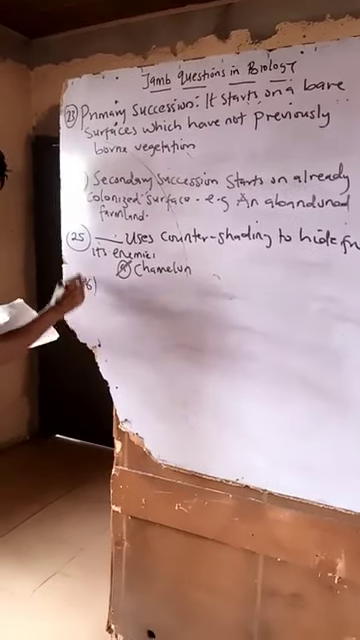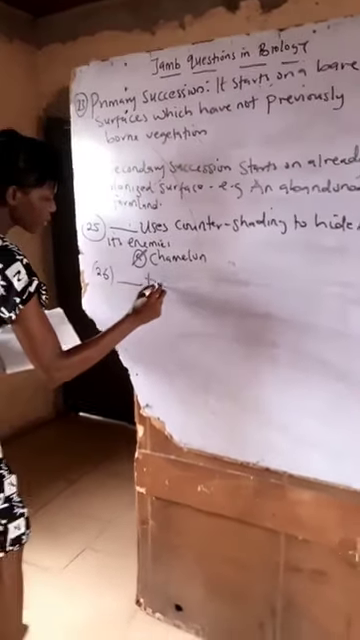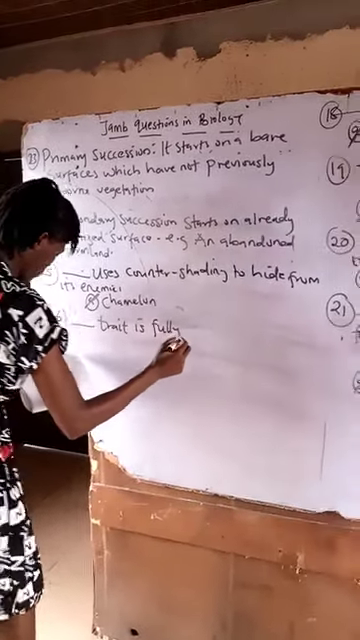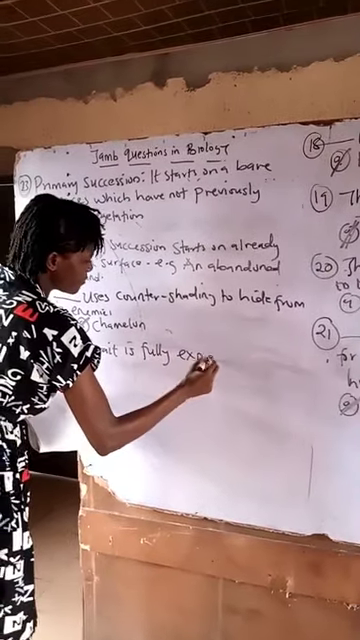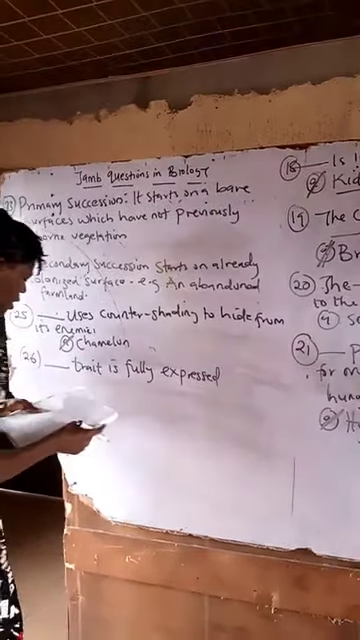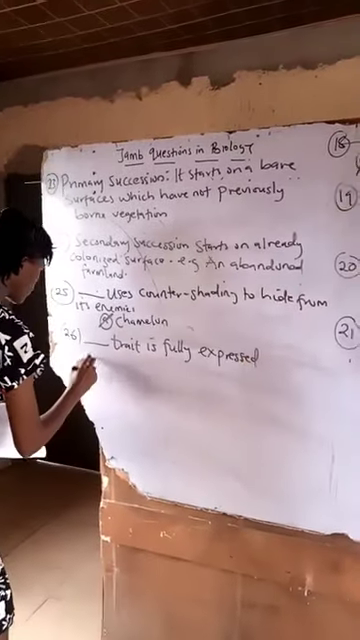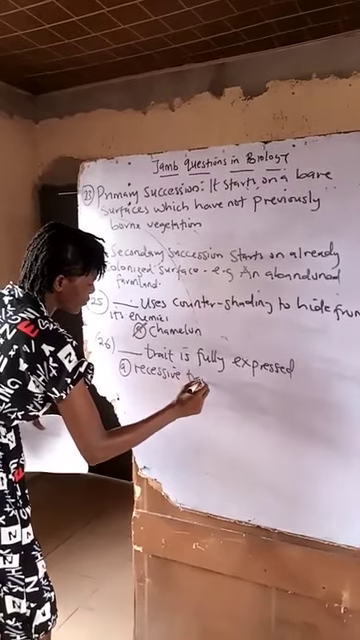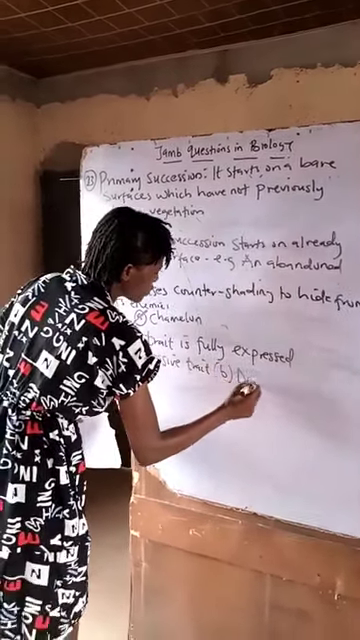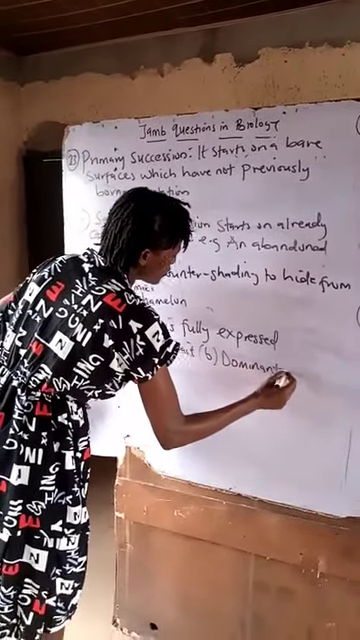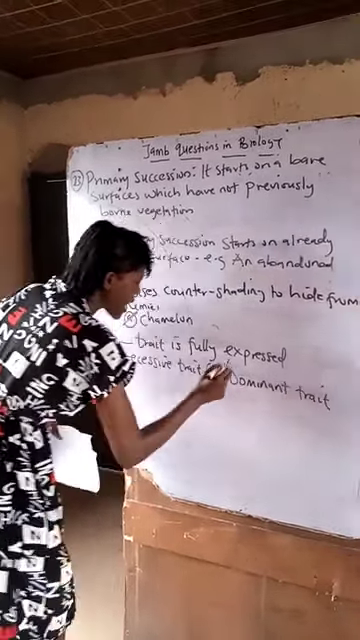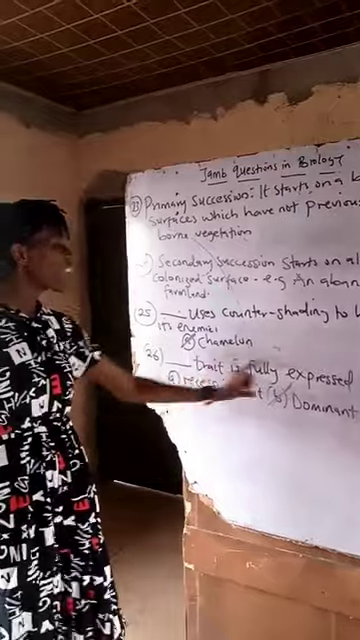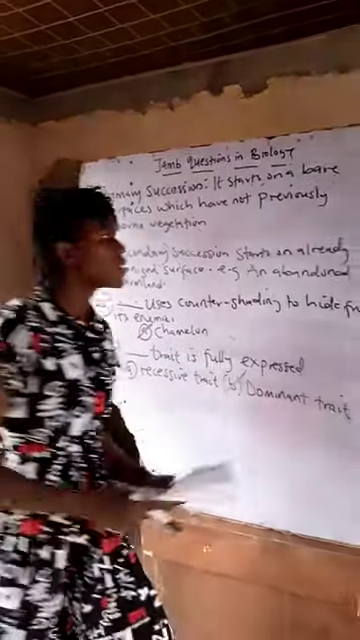Okay. The next question says dash trait. That is on genetics. Dash trait is fully expressed. A. They wrote recessive trait. B. Dominant trait. Please, the answer is what? Dominant trait. Whereas the recessive trait is masked, it is hidden. Whereas the fully expressed trait is what? The dominant trait. So let's go to the next question.